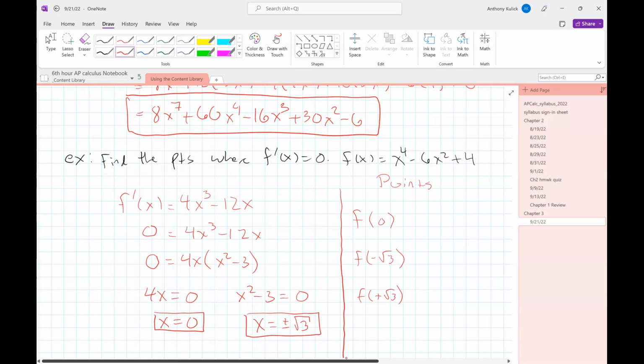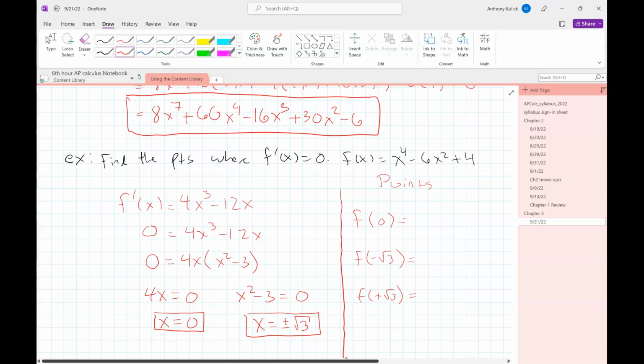Paul? Why did you plug in the points to just f of x now? Well, if I plug them into the derivative, what am I going to get? 0, because that's what I solved them equal to. But it's asking for the points where the derivative is 0. Oh. So it wants the points from f that have 0 slopes. Got it. You know what I mean? Yeah.